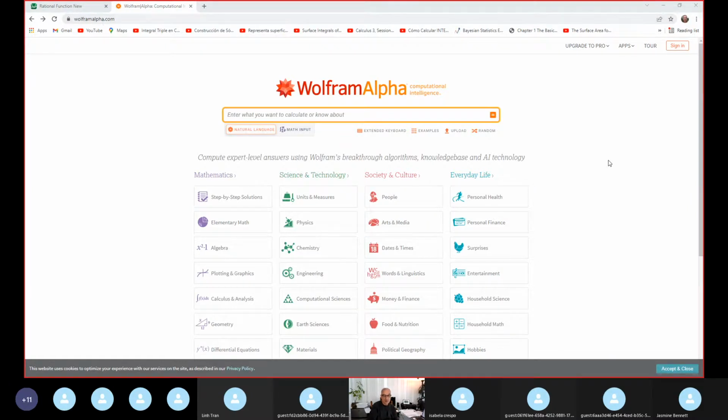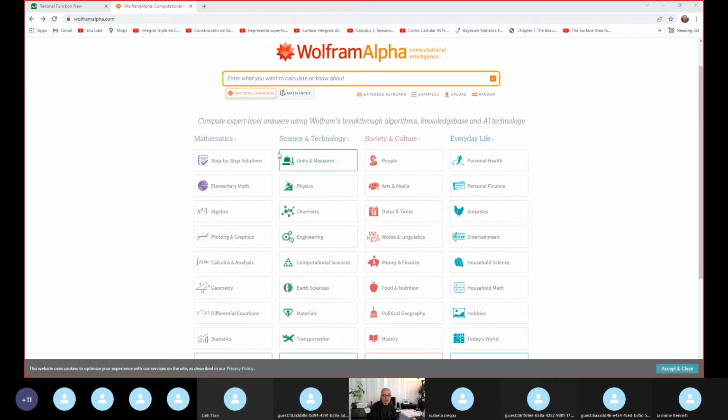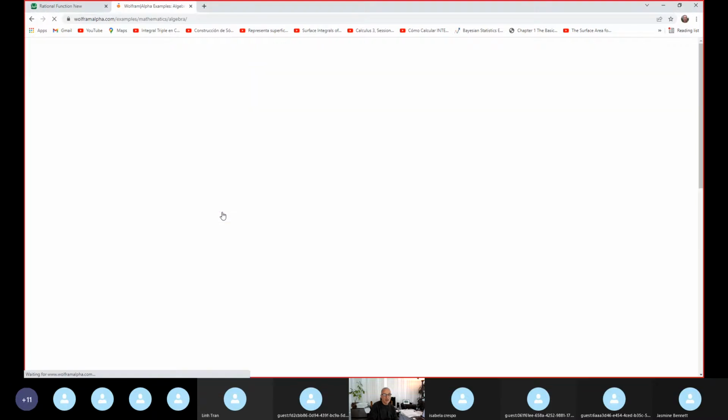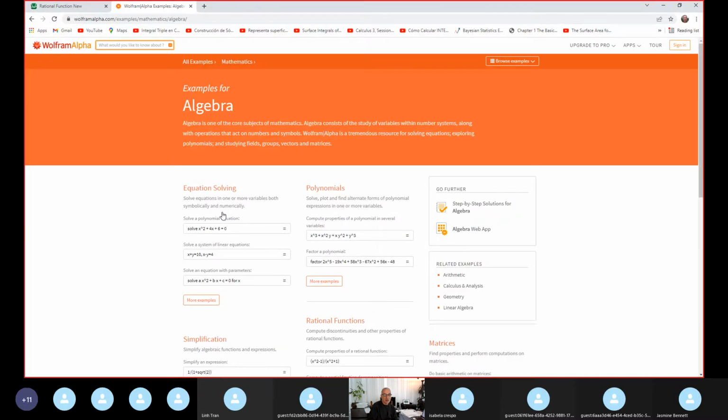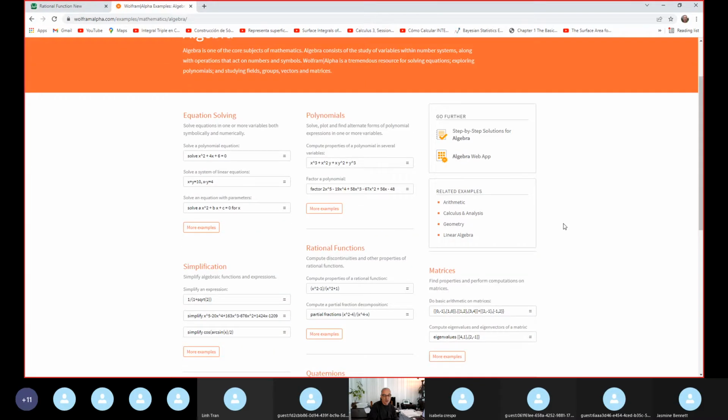You put it here in the browser, wolframalpha.com. And you have here different subjects. Mathematics, science, technology, social, culture, everyday life. I go to algebra, I click on algebra. And in algebra, you can find equation solving, polynomial, rational function. However, you select either box. For example, this, equation solving.